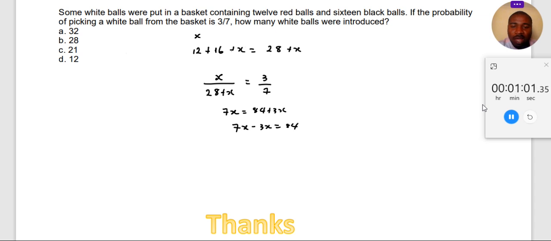So we're left with 4x is equal to what? 84. If you divide both sides by 4, x is going to be what? 21. So I've done it in less than a minute, or like 10 seconds more.